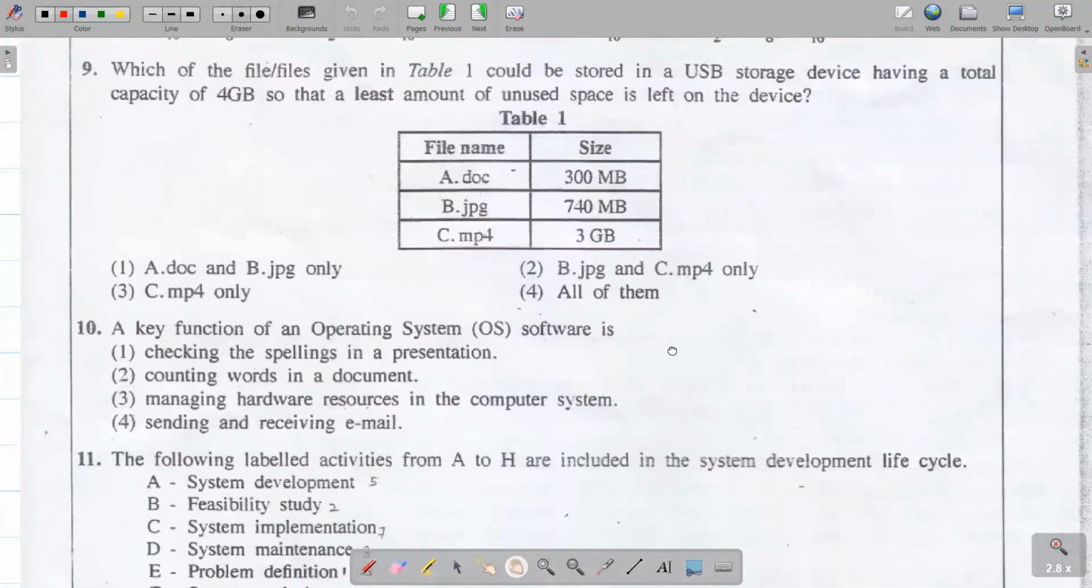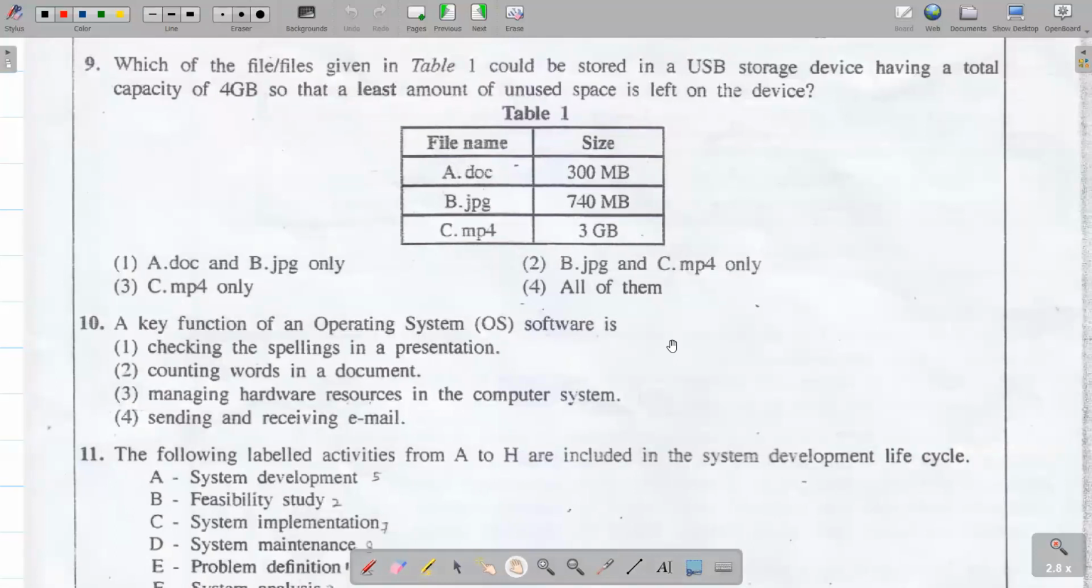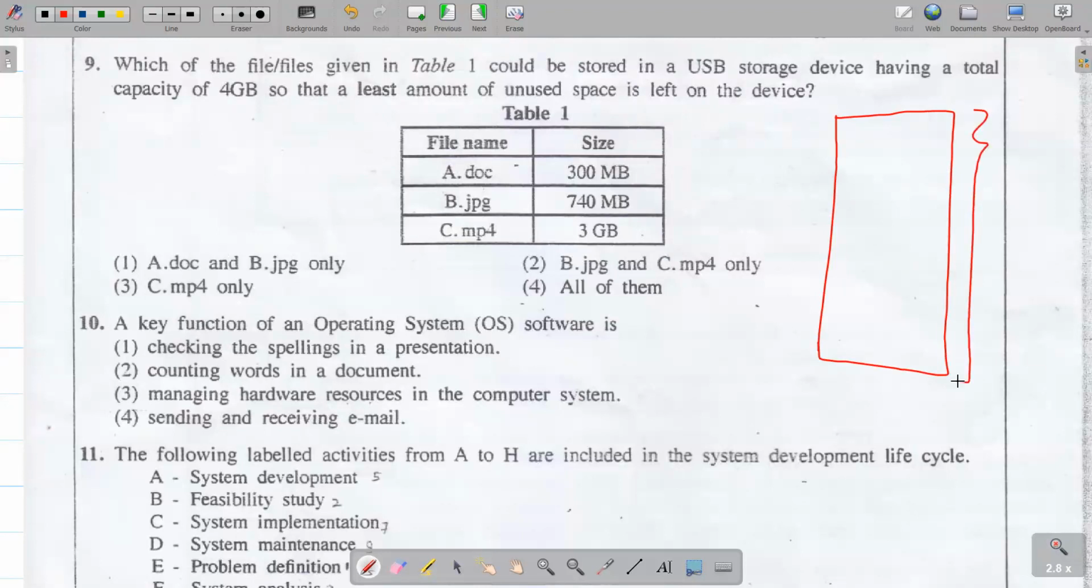so here it goes. It says which file or files given in Table 1 could be stored in a USB storage device having a total capacity of 4 GB, so that the least amount of unused space is left on the device. So they need the least amount of space. That means you have to put in as much as you can. So the size of the pen drive is 4 GB. Right, it's 4 GB.